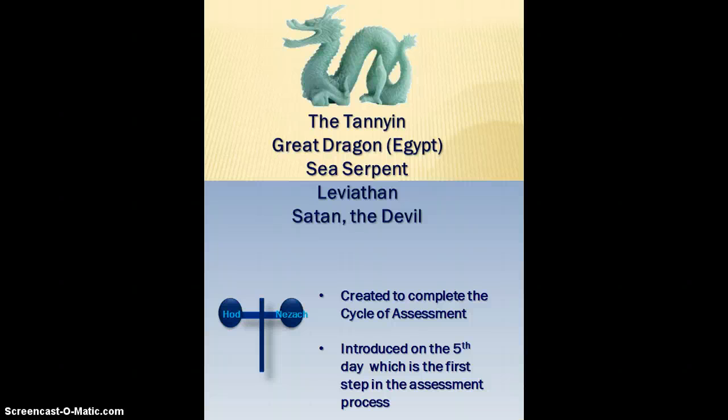Now, we're going to talk about the dragon, which is also the Tanyan in the Bible. The great dragon, which is also called Egypt, the sea serpent, Leviathan, and Satan the devil. They all describe the same process or the same creature. We know that the Tanyan was created on the 5th day in the creation story, and that 5th day corresponds to Hod and Netzach on our Kabbalah model. And it's the 5th level of the first level of assessment.